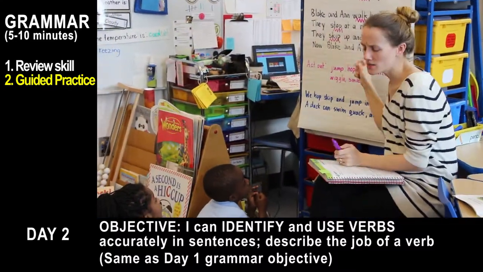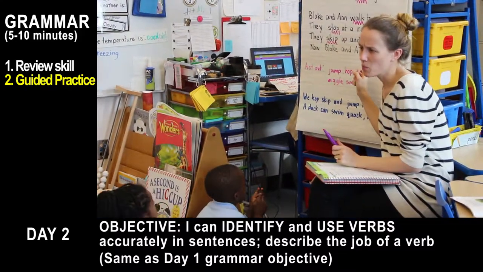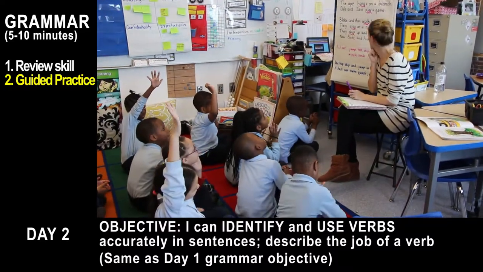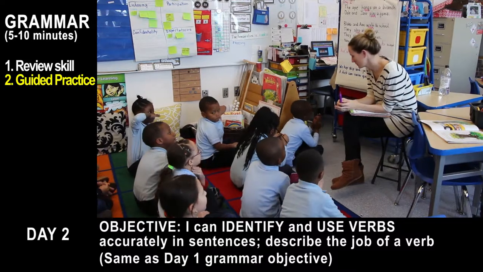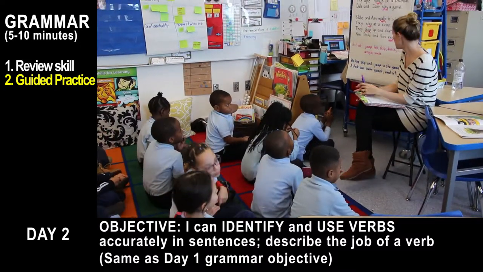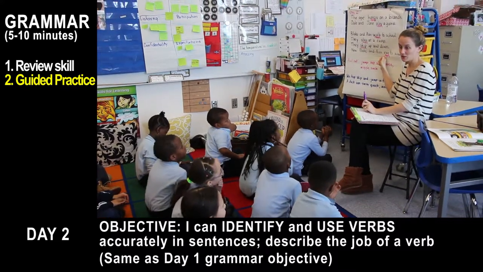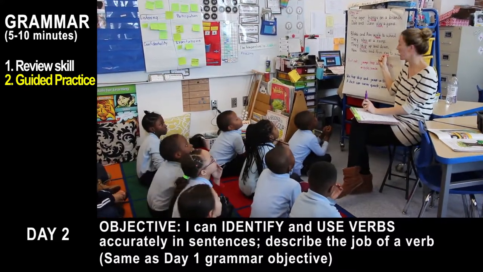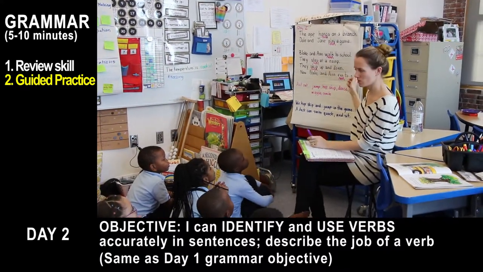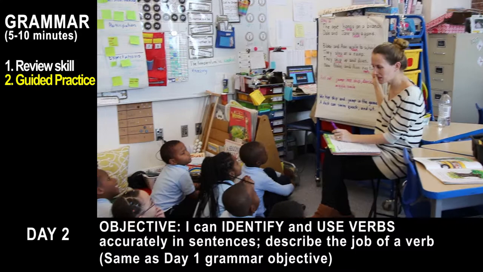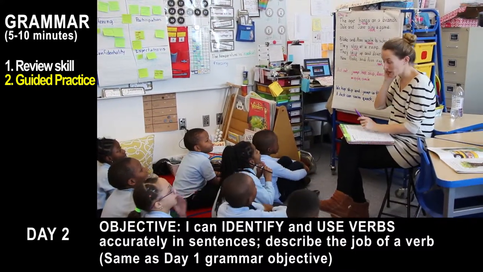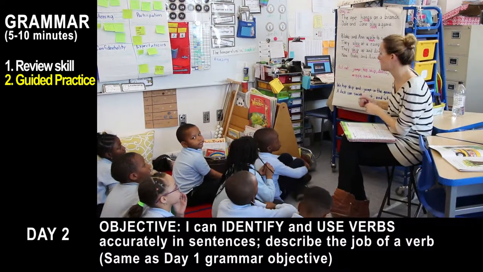And why are these verb or action words important in these sentences? How come they need to be in these sentences? Analia? Because then you wouldn't know what they were doing. Yeah, can we try reading the sentence without the verb? Now they to school. That doesn't make any sense. We don't know what they did to school, right? We need to know what they did. So we need a verb.